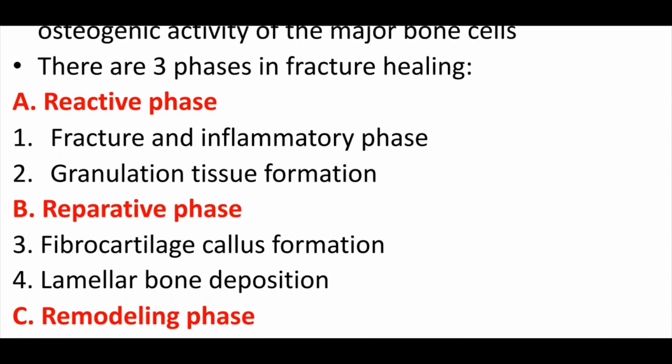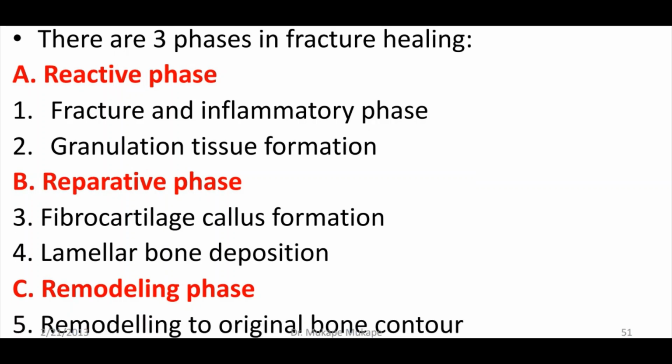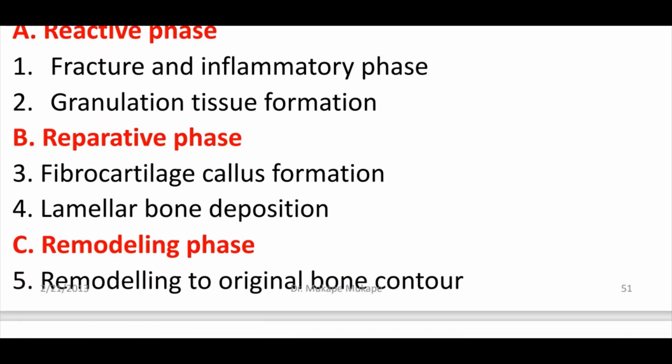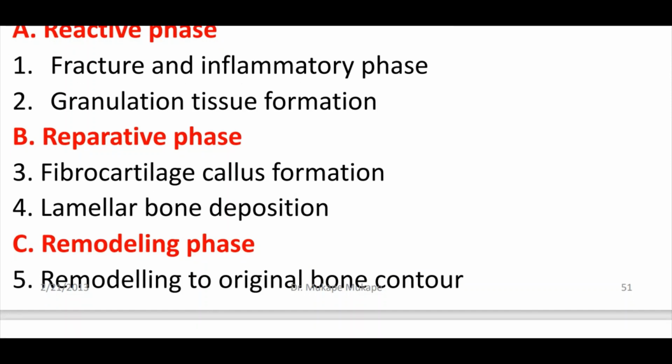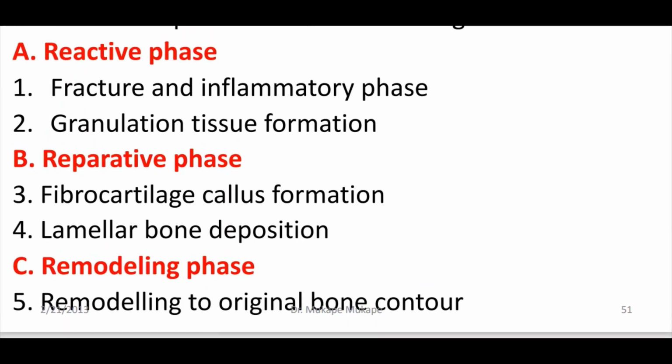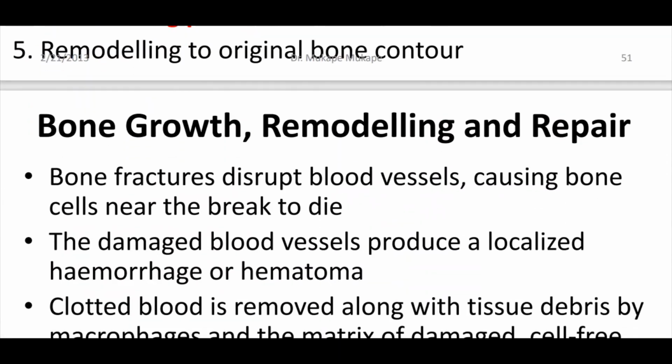So the reactive phase, 1, is the fracture and inflammatory phase, where you fracture and then there is inflammation. And then there is granulation tissue formation. In the reparative phase, there is fibrocartilage callus formation. Number 4, there is lamellar bone deposition. And then in the remodeling phase, there is remodeling to original bone contour. Remodeling to the original bone shape. That's what contour means.